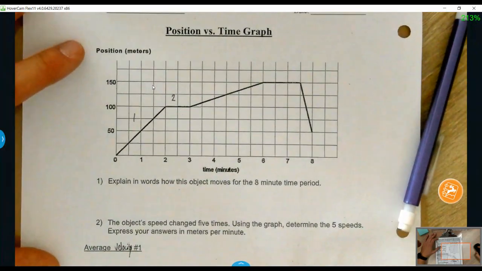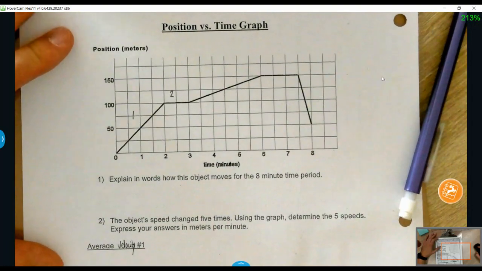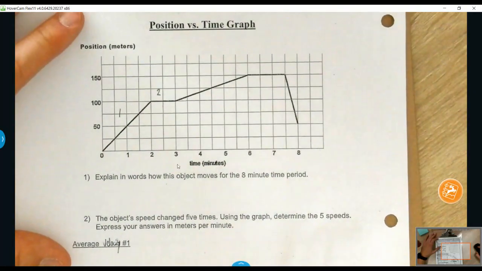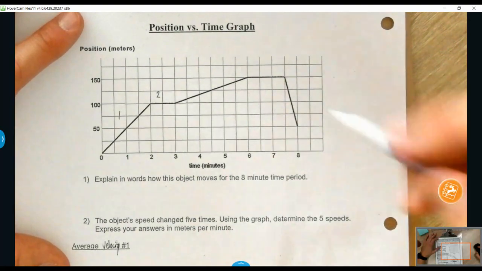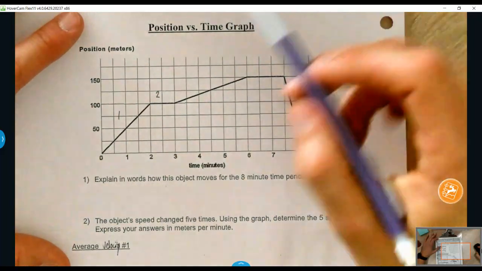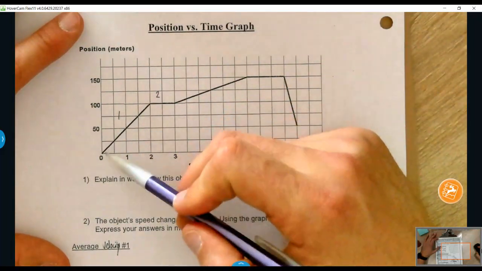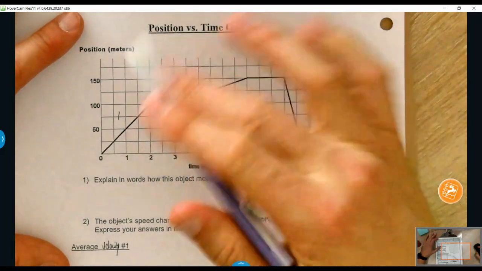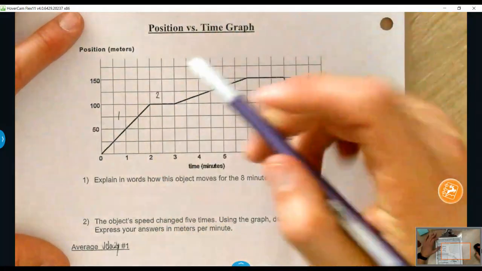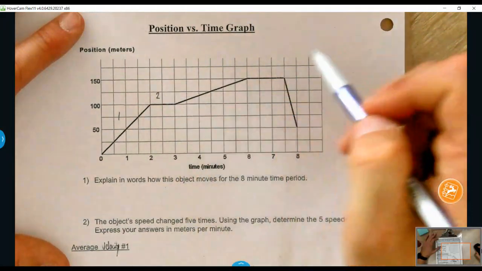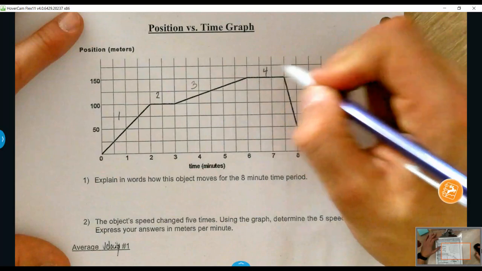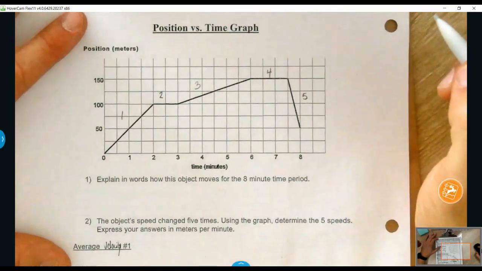Okay, so we have our position versus time graph here. One of the things that you guys are going to have to be able to do is explain in words how the object moves over this 8-minute period. So I'm going to tell you guys to break this down into separate lines, separate parts of the motion. From here to here, before there's any change in position or velocity, we're going to just give them a number. So 1, 2, 3, 4, and 5.